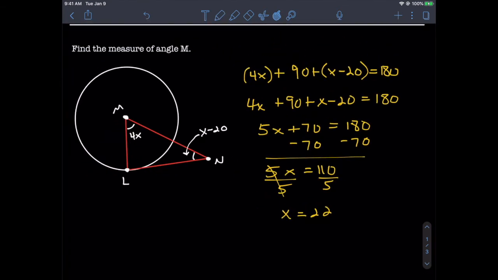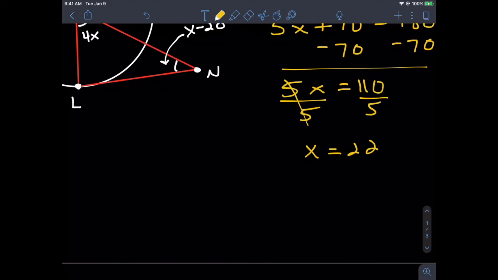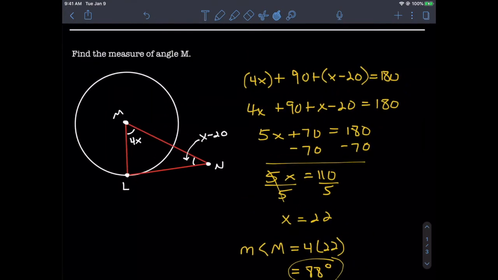Now remember, we weren't looking for x, we wanted the measure of angle M. M is defined as 4x, and we got a value for x. Let's just go ahead and plug into that. So the measure of angle M is equal to 4 times 22, aka 88 degrees.